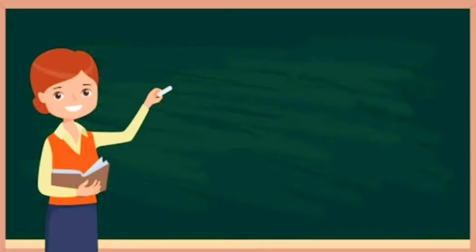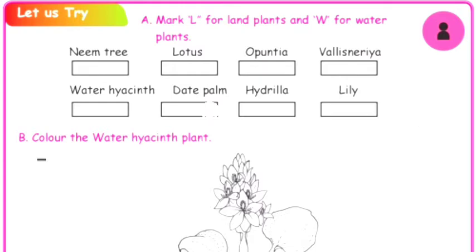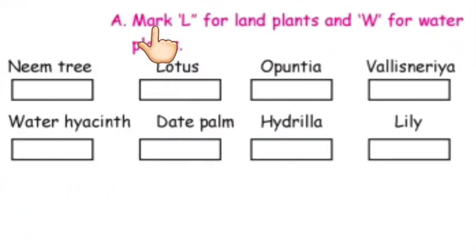Children, next we are going to complete this heading. Let us try. Look at the heading. Mark L for land plants and W for water plants. Here some plant names are given. We have to write the correct answer. Neem tree. It is a land plant. So we have to write L. Lotus. It is a water plant. So we have to write W.